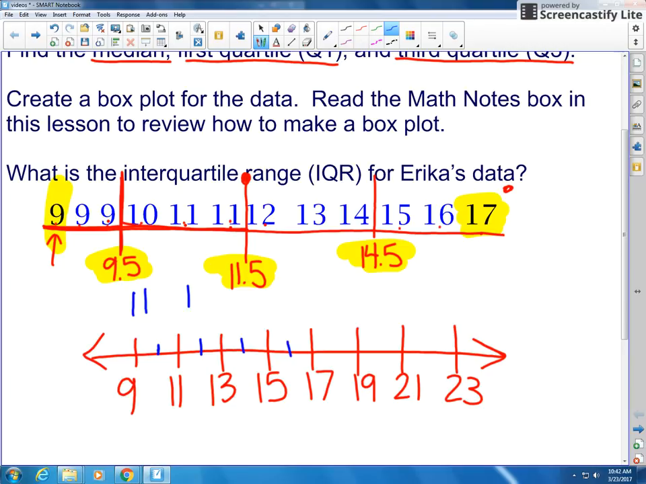Actually, you know what? I'm going to put little hash marks just to help me the whole way. 14 and a half, well, here is 14, so this would be 14 and a half, and my maximum is 17, which is right here.